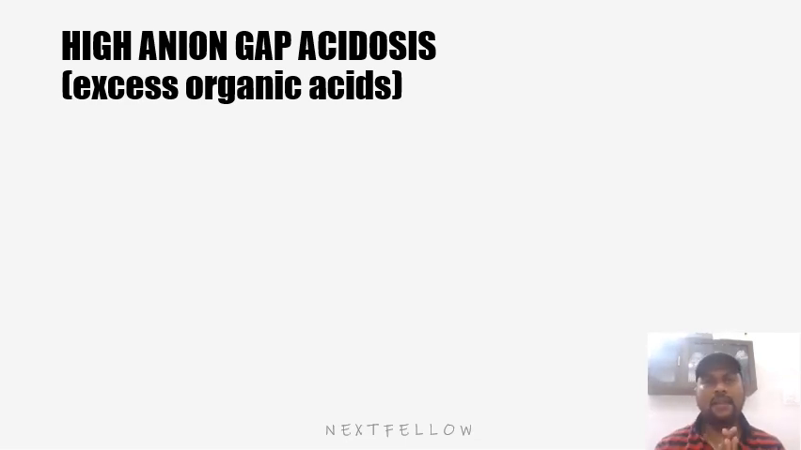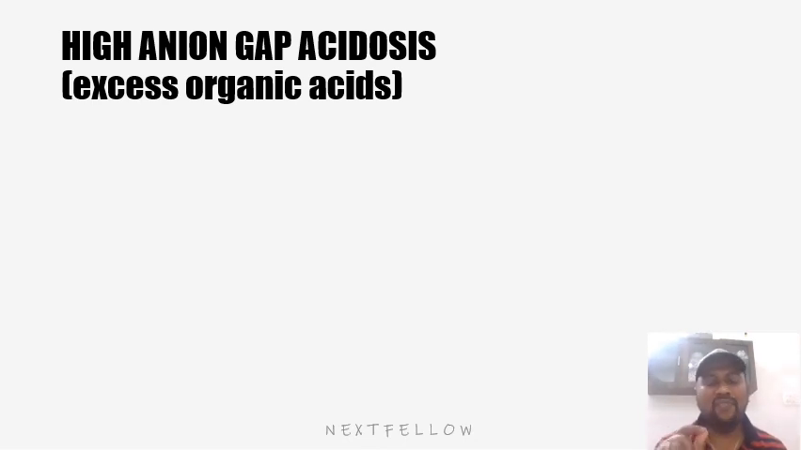Okay, so as I already mentioned, high anion gap means it is due to excess organic acid accumulation in the blood. This organic acid accumulation can happen because of two reasons. One is decreased excretion and the other one is increased production. Both can lead to accumulation of organic acid and high anion gap metabolic acidosis. Okay, so first let us see what is the reason for decreased excretion.